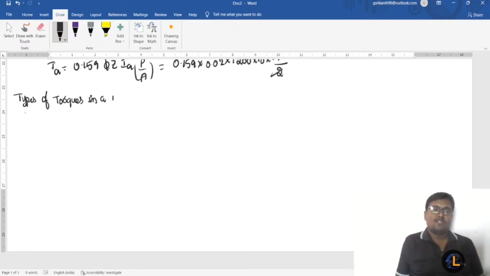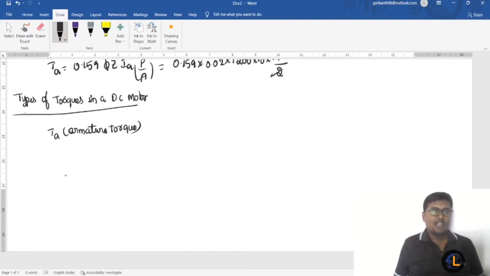Next, what are the types of torques in a DC motor? We know that there is the armature torque. And this torque is also called the gross torque.